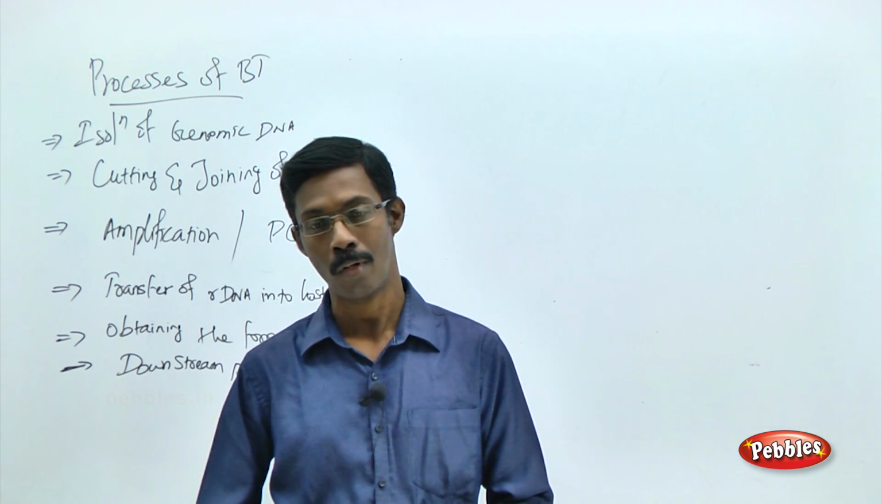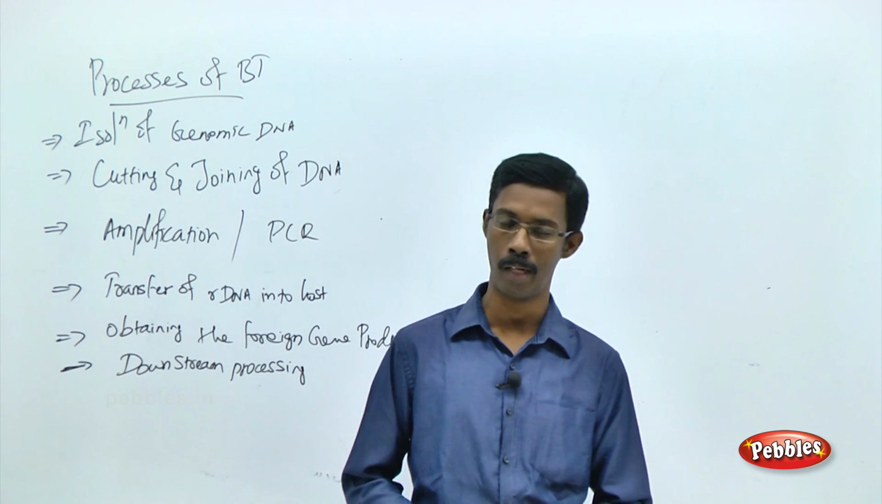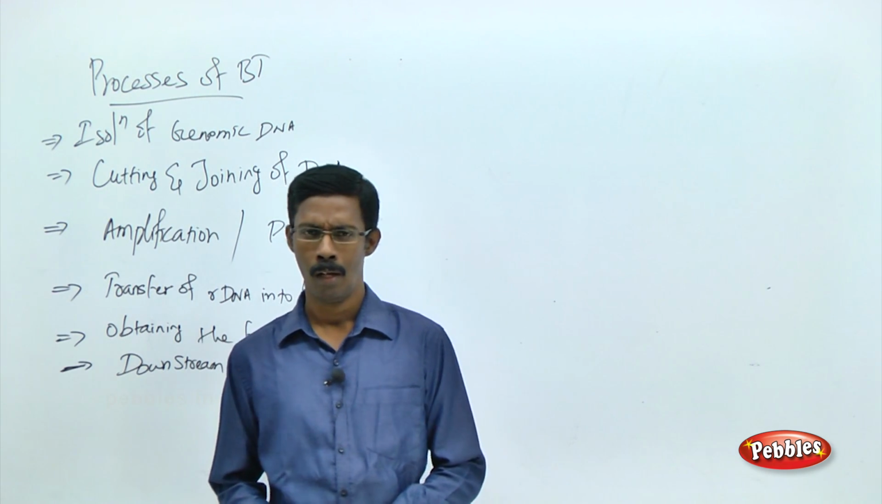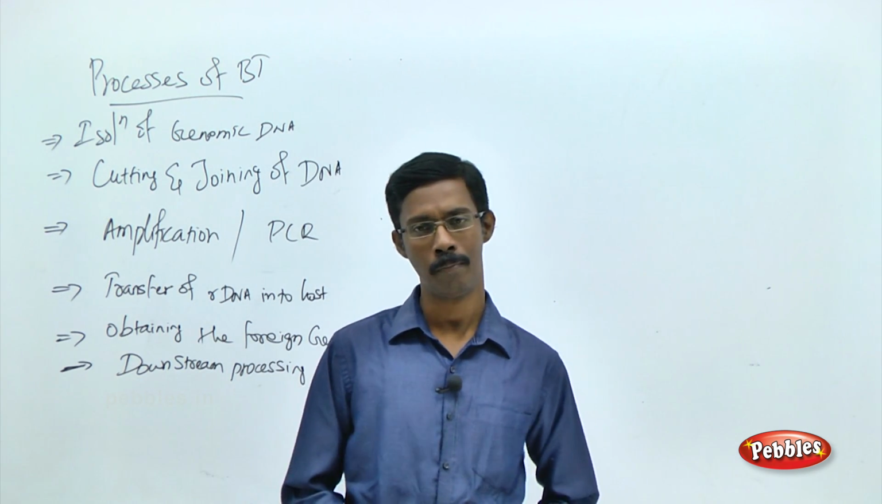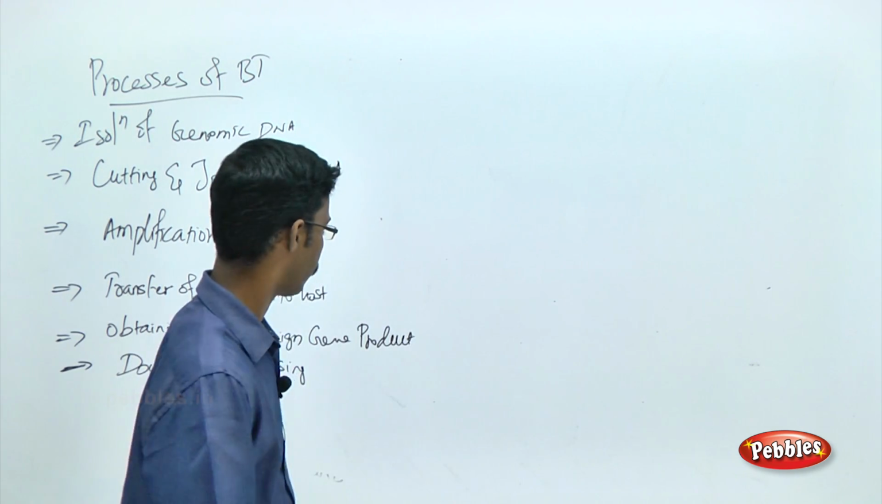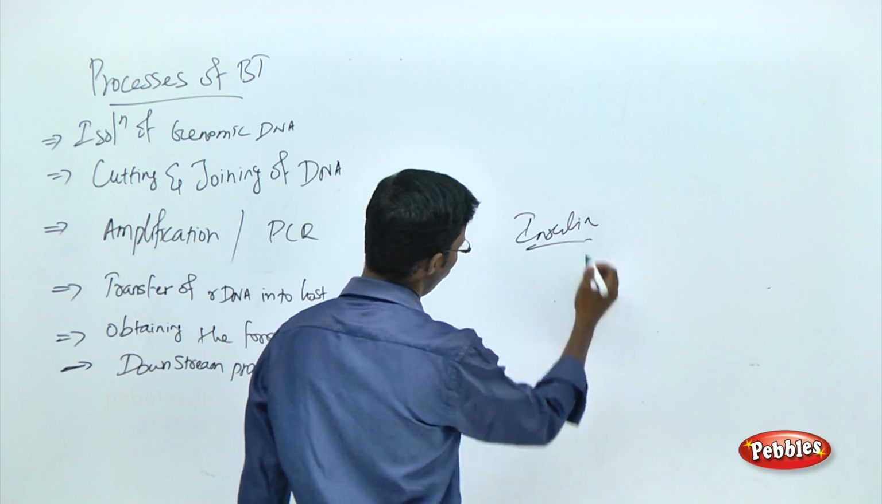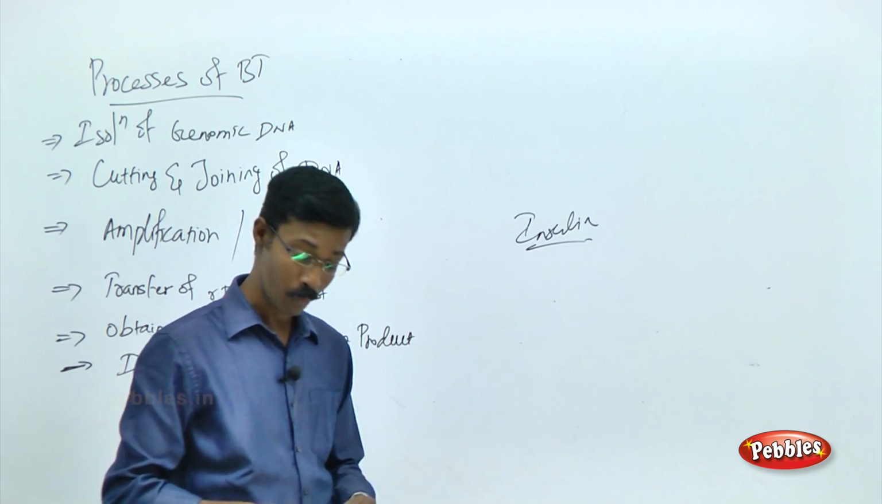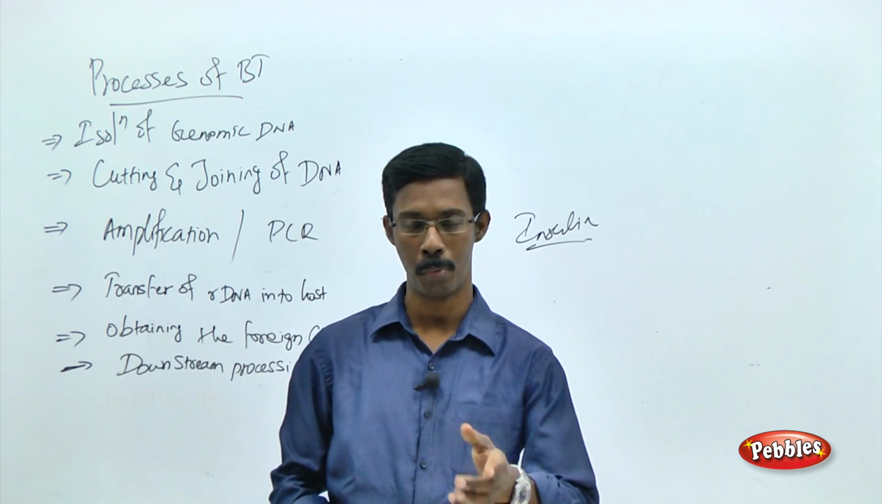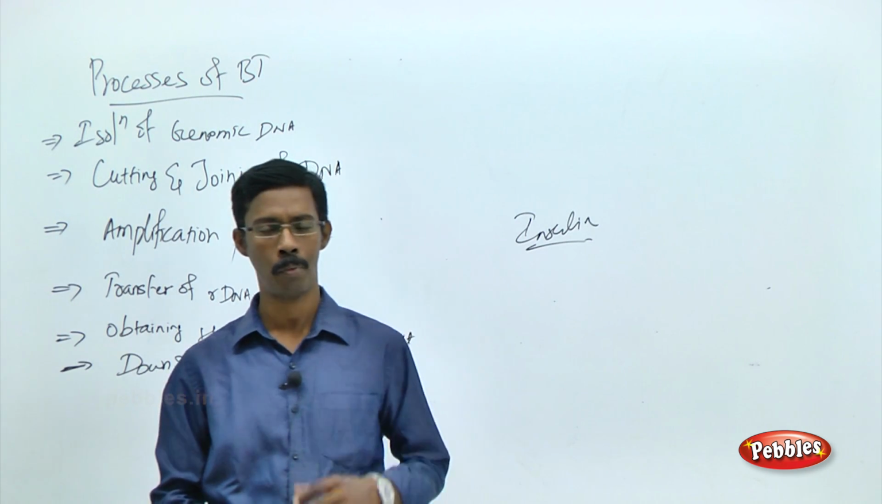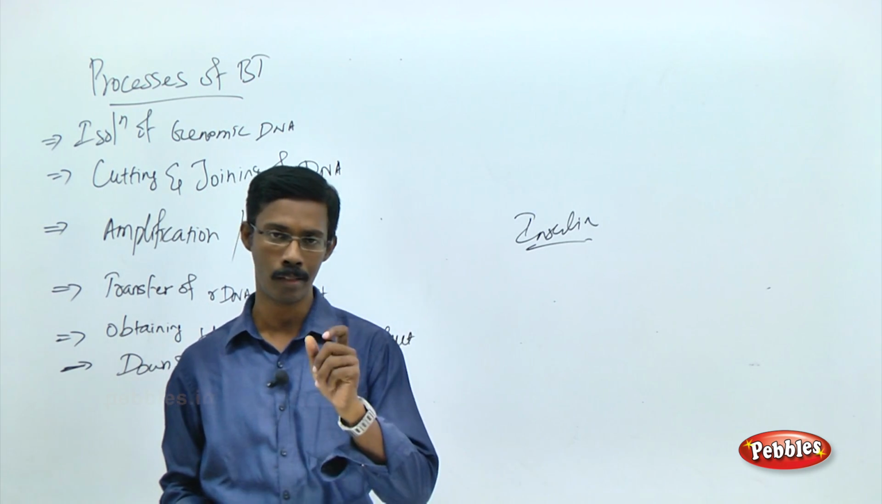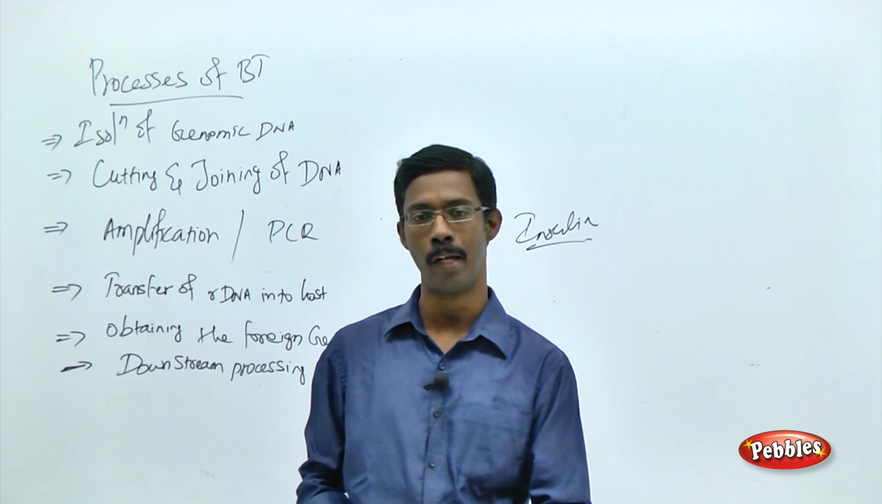As I told you, the isolation of the total genomic DNA. So for example, you need a protein called insulin. That is what we are going to discuss in the next chapter. You need a product from the human insulin gene. So what you have to do, first you have to isolate the gene which codes for the product insulin.